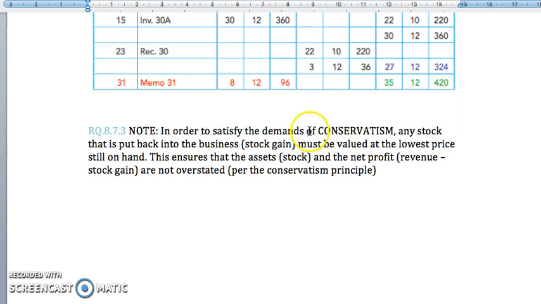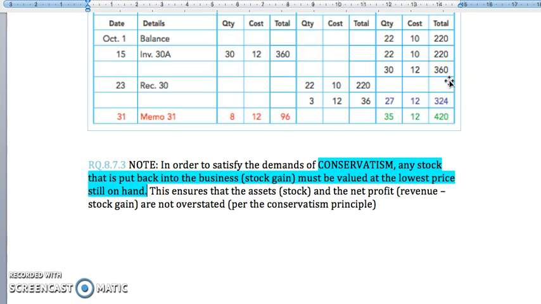In order to satisfy the demands of conservatism, any stock gain that's put back into the business must be valued at the lowest price of stock still on hand. So if we had more than one price outstanding, say for instance, this item here, the 10 and the 12, our stock gain would be valued at the $10. So it's the lowest price of stock still on hand. It ensures that the assets and the net profit are not overstated per the conservatism principle.